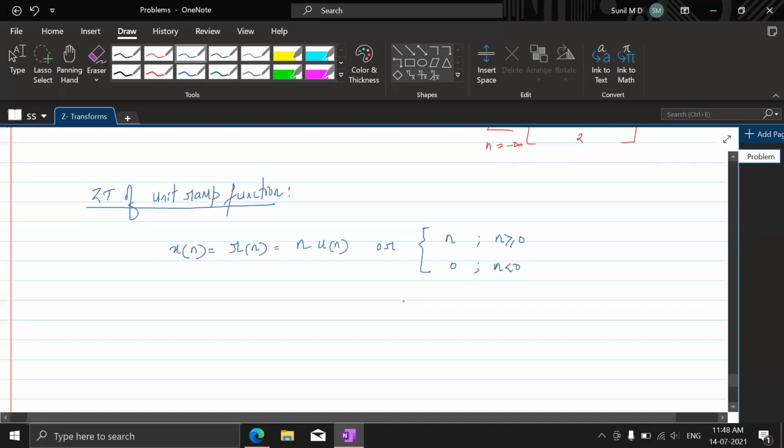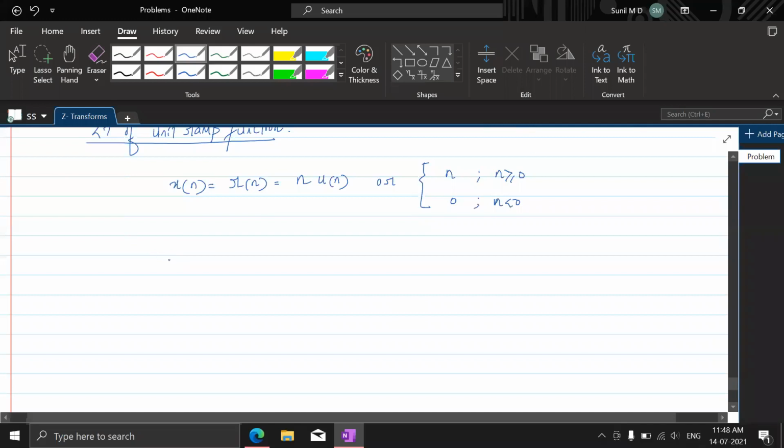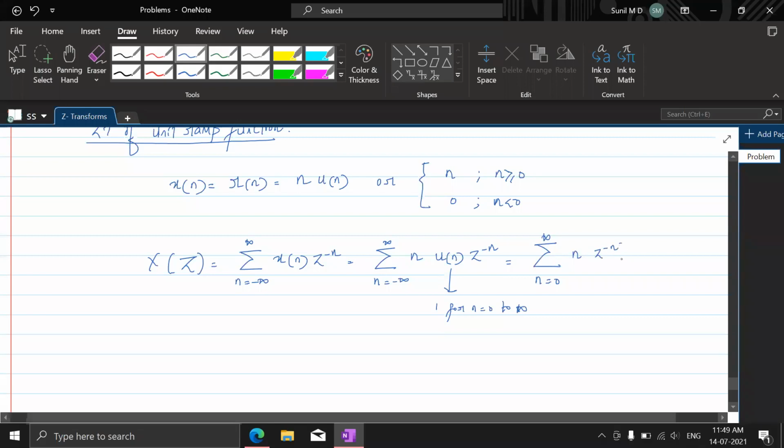How does the Z transform of the ramp function look? The Z transform, as you all know, is given by X of z equal to summation, n ranging from minus infinity to plus infinity, x of n into z to the power minus n, right? So let's bring this in place of x of n, that is n into u of n, z to the power minus n. Since u of n is 1 for n from 0 onwards, this can be further written as summation n ranging from 0 to infinity, n into z to the power minus n.